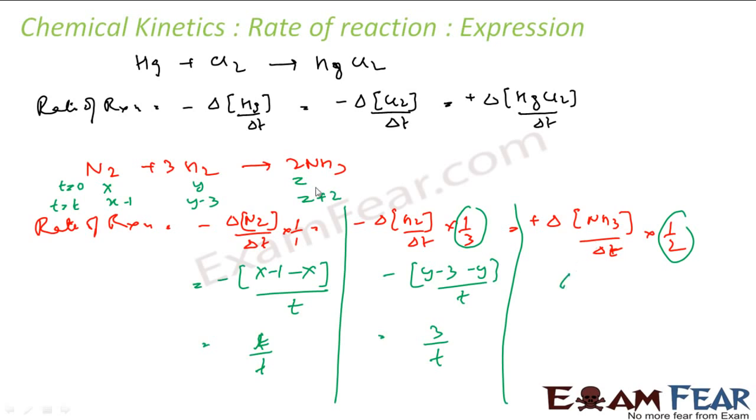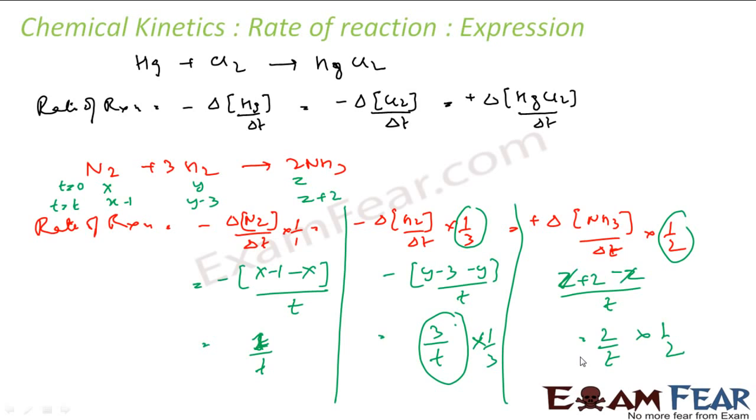Let's find for these values. Change in concentration of NH3, ammonia: final concentration is z plus 2, initial is z. Final minus initial by t, cancel. That is 2 by t. So if you see, this is 1 by t, this is 3 by t, this is 2 by t. They are not the same. They can be made the same if you multiply 3 by t with 1 by 3 and 2 by t with 1 by 2. So in this case, if you see, all become 1 by t. Correct? And that is the reason why we divide all these values by their stoichiometric coefficient.